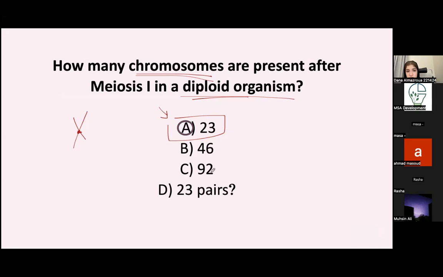Aren't B and D the same options? No, it's not, because 23 chromosomes is different than 23 pairs of chromosomes. 23 pairs means 46 chromosomes. Oh, B and D. Oh, yeah, B and D are the same answer. Sorry, I thought you meant A and D. Yes, B and D are the same option.